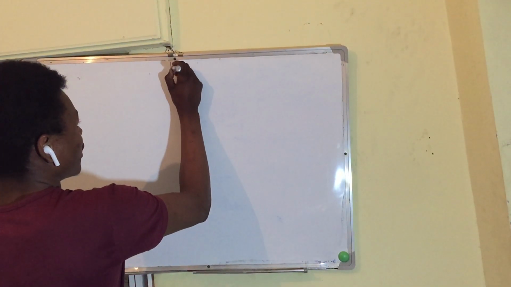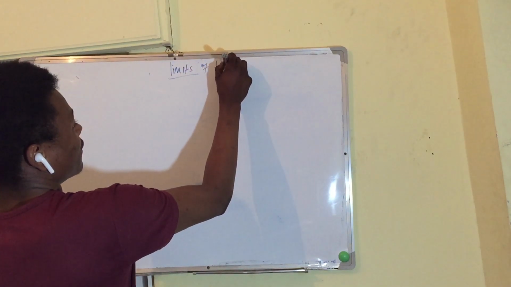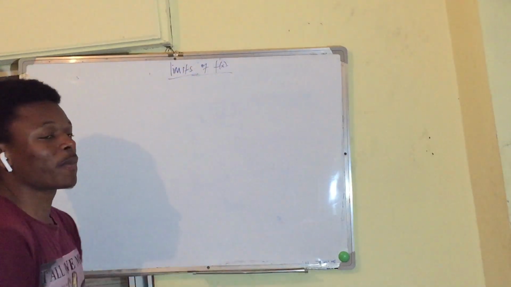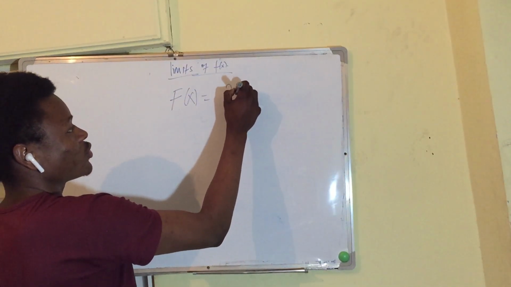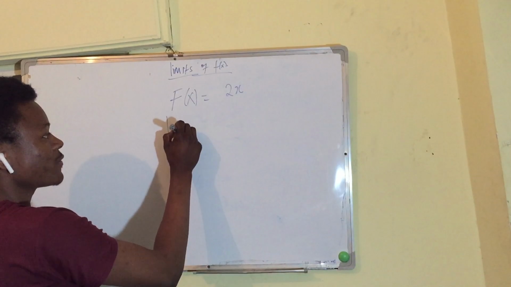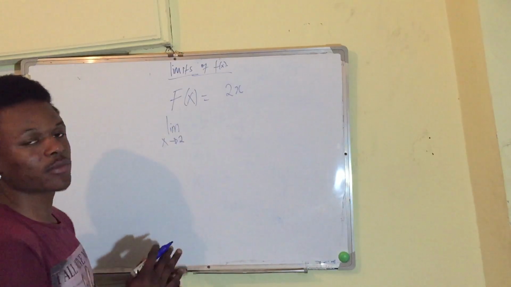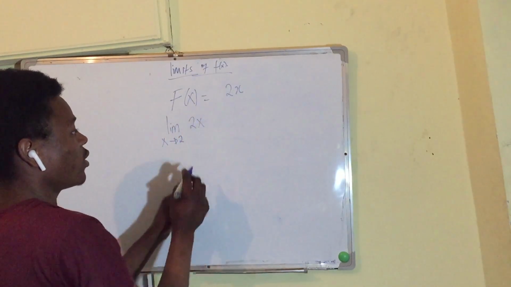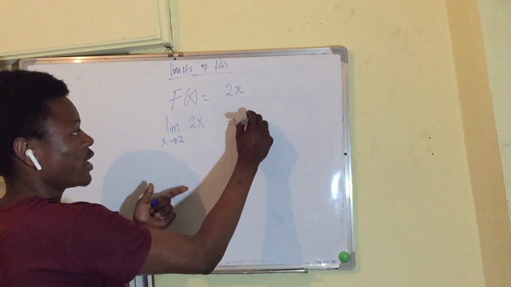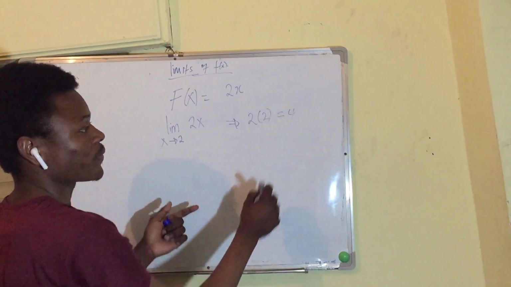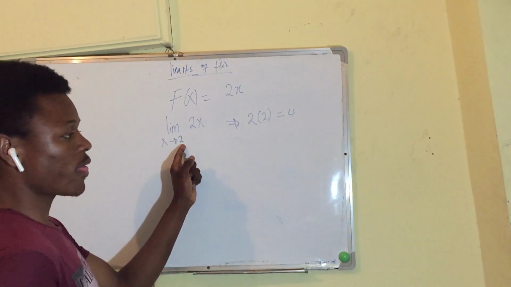So let us say limits of f of x. Suppose we have a function, f of x equals 2x. What is the limit of this function as x approaches maybe 2, for example? What is the limit of 2x if x is approaching 2? We just do direct substitution for x, so this limit is 4, right? Because x is approaching 2.